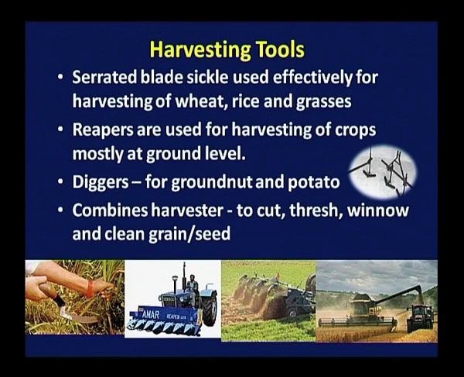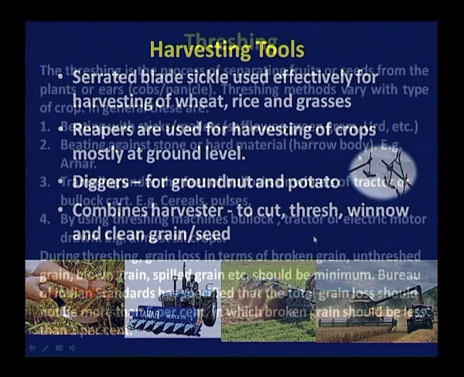So, different harvesting tools are used. For example, a serrated blade sickle is used effectively for harvesting of wheat, rice and grasses. Reapers are used for harvesting of almost all crops at the ground level, and diggers are used for groundnut and potato. Some animal drawn diggers are also there, and nowadays combine harvesters are used to cut, thresh, winnow and clean in all these processes at one time.